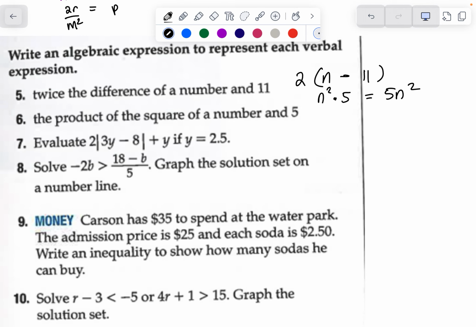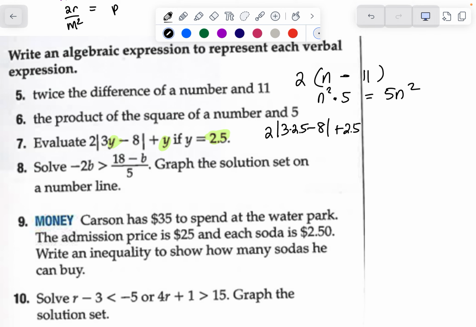7 is an evaluation. It has an absolute value on it. Let's talk about how to do that. Okay. So we're going to take the y, and we're going to replace the y's that we see with the value of 2.5. Okay. So that's 3 times 2.5 minus 8 plus 2.5.